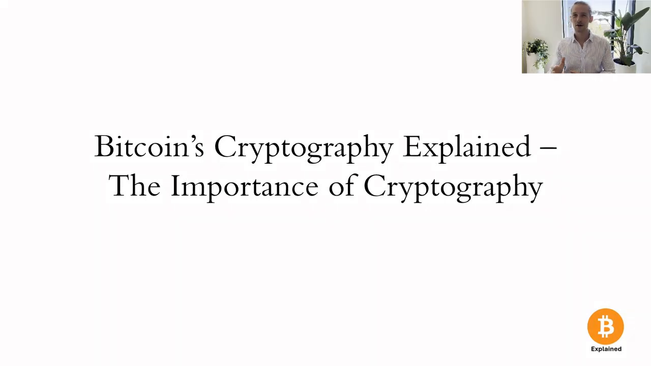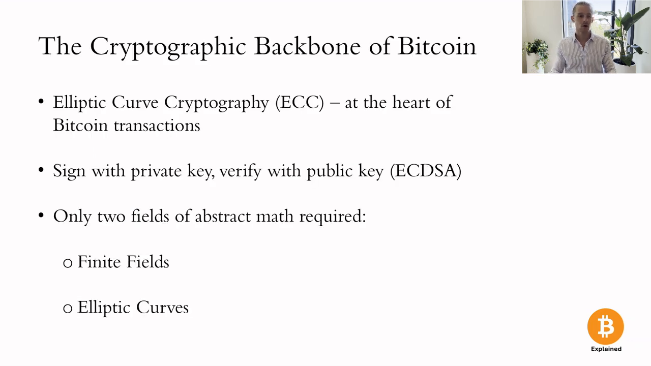Before I start talking about finite fields, which is the topic of this video, let's actually put cryptography as a whole into perspective and look at why it is so important, especially to Bitcoin. Now, in Bitcoin, elliptic curve cryptography is really at the heart of Bitcoin transactions. It's what allows participants in the Bitcoin network to sign a transaction with their private key, and then anybody else in the network can verify that the transaction was signed by the owner of the private key without ever revealing those private keys, using the public key.